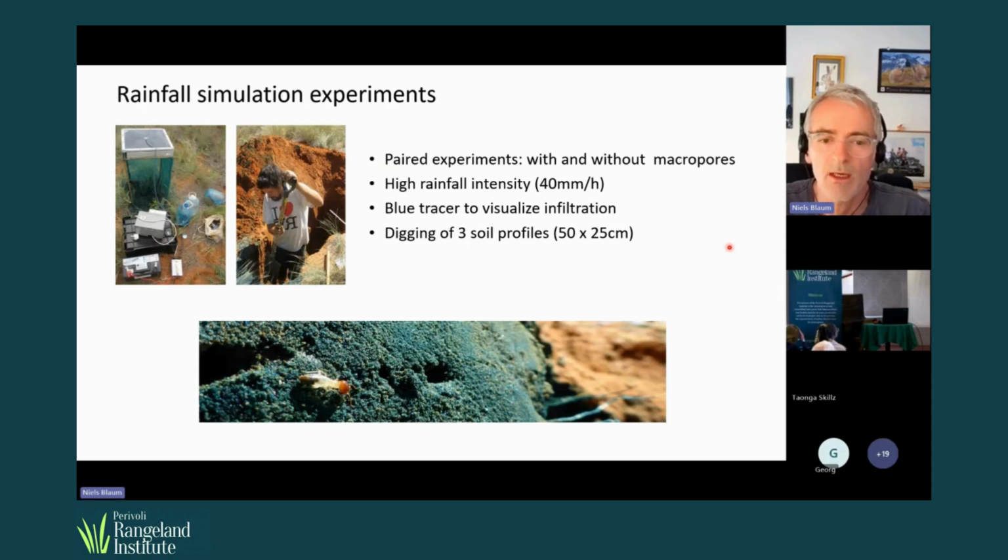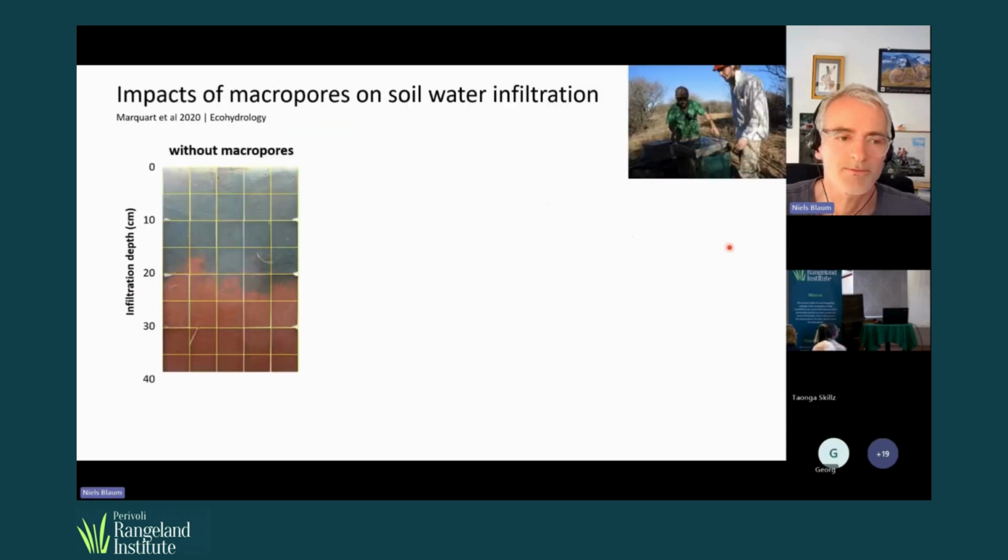Then we dug soil profiles to check actually the infiltration of the colored water. And this is the first result showing the impact of macropores on soil water infiltration. What you can see here is a soil profile. This is the top of the soil. This goes down 40 centimeters.